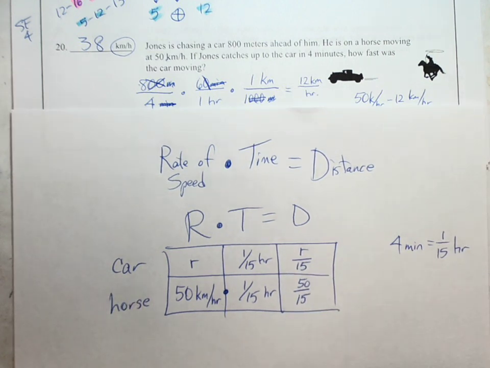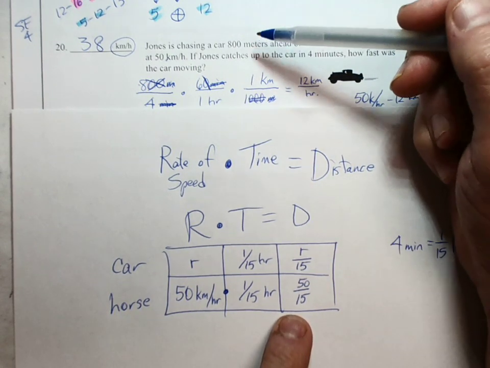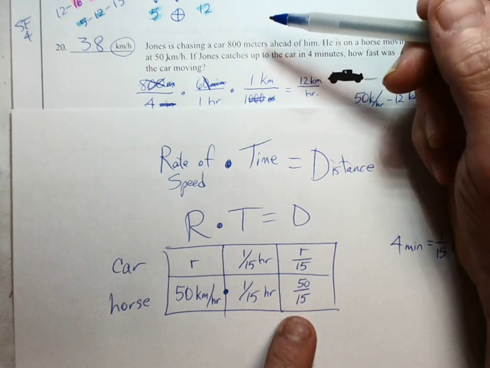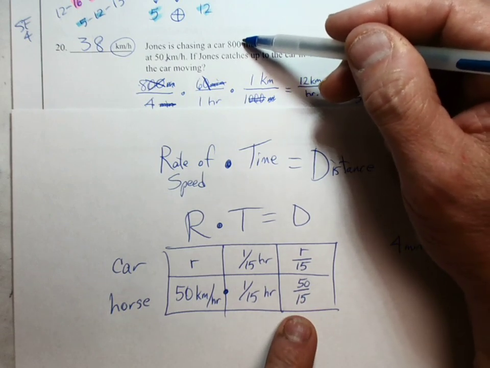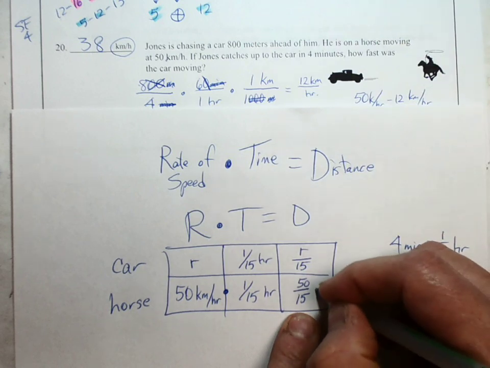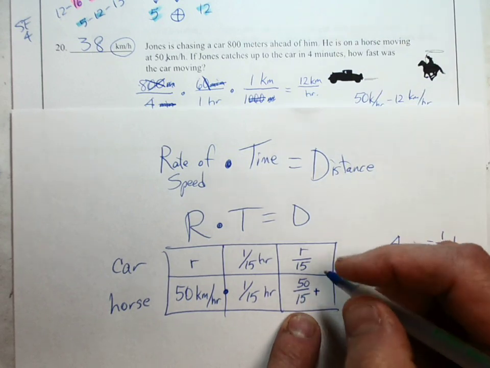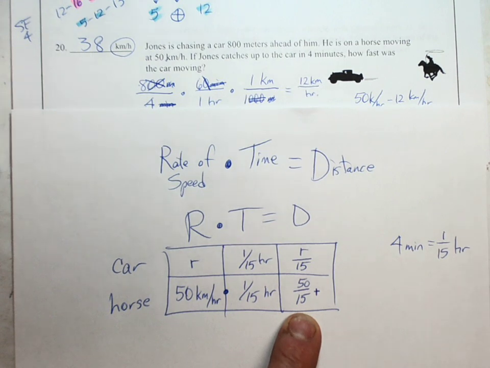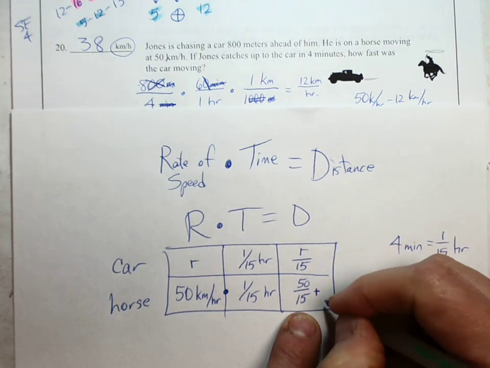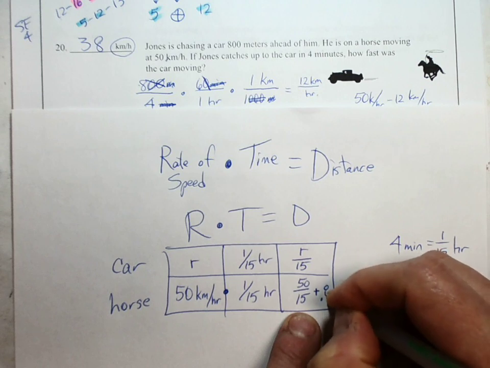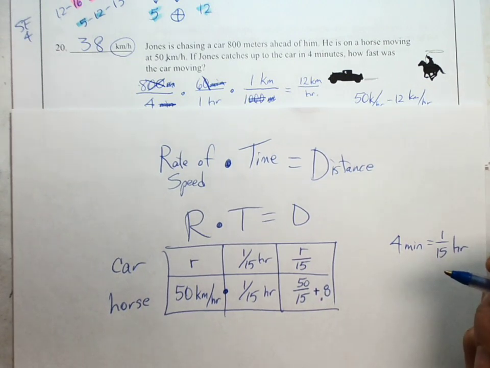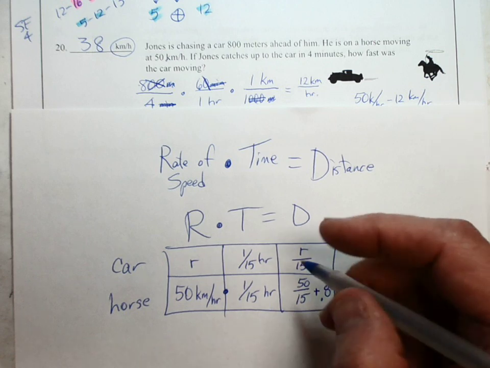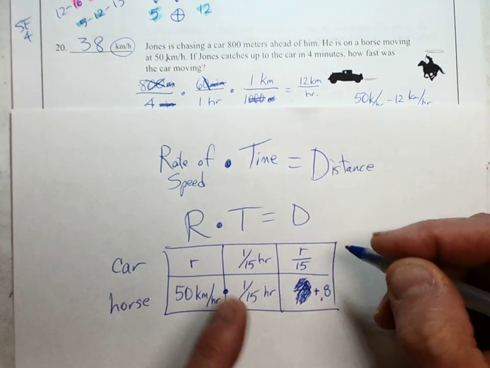Okay? Now, the problem that I made was that I forgot something because I was kind of panicking right here. The horse has to make up an extra 800 meters. So this is not 50 over 15. This is 50 over 15 plus 0.8. And I think I probably have messed this up because I was trying to go too fast. Let me double check. What do I have? Nope, I can't put that right here. Hang on just a second.